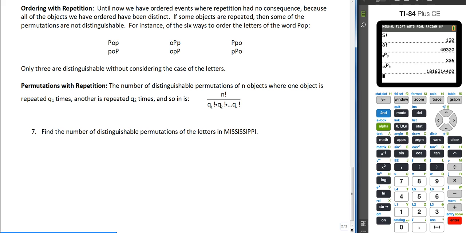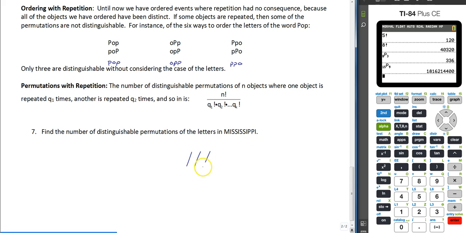But what if everything was lower or uppercase? Then you would only have 3 options. You would just have POP, OPP, or PPO. There would only be 3 different ones. So when you have repetition, it is the formula of just however many factorial divided by repeats factorial. Okay? So the easiest way to show you this is in Mississippi. So in Mississippi, you would have to count 1, 2, 3, 4, 5, 6, 7. You'd have 11 different letters in Mississippi.